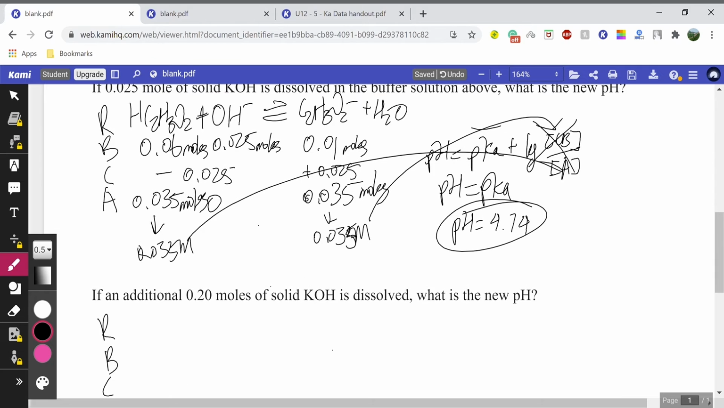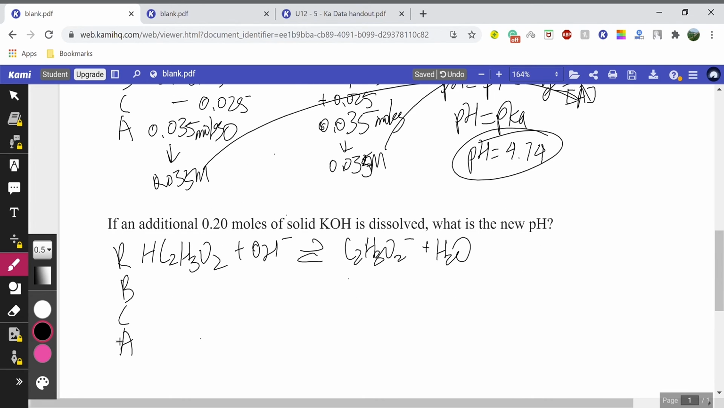And this time, what do we have? We have HC2H3O2 plus OH minus. Again, K is not included because it's a spectator ion, which forms C2H3O2 minus plus H2O. Okay, this time these are molar, but we can convert it straight back to moles.